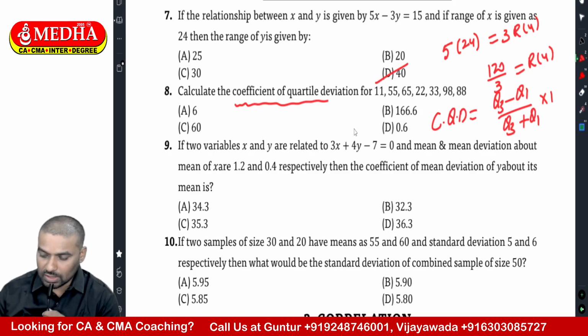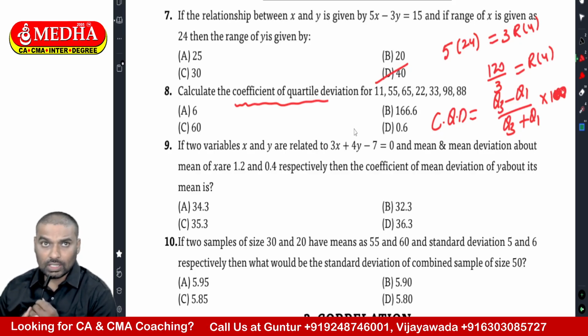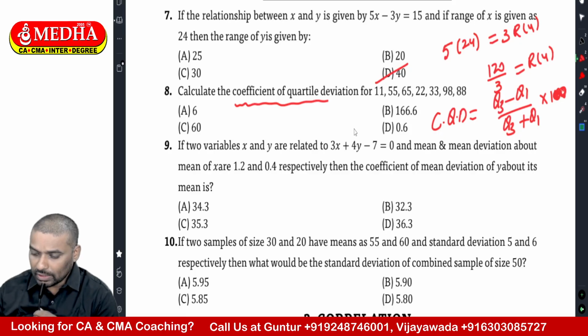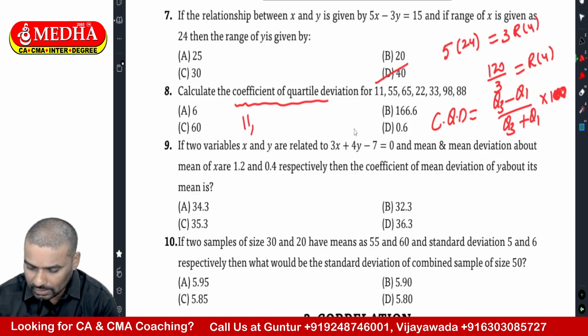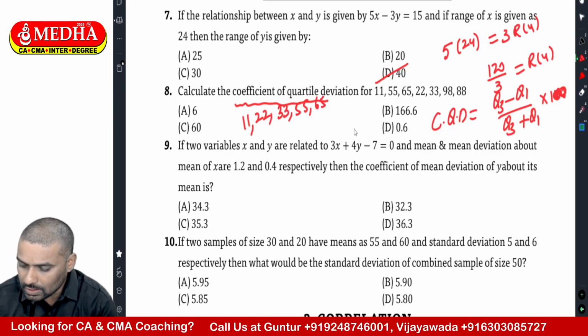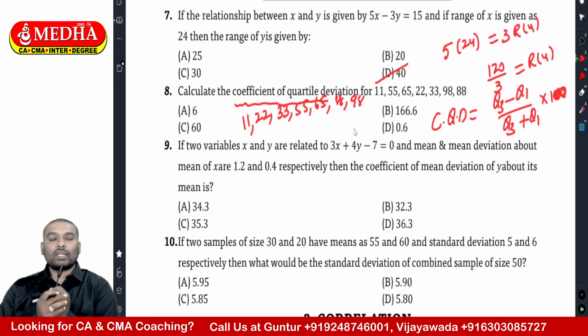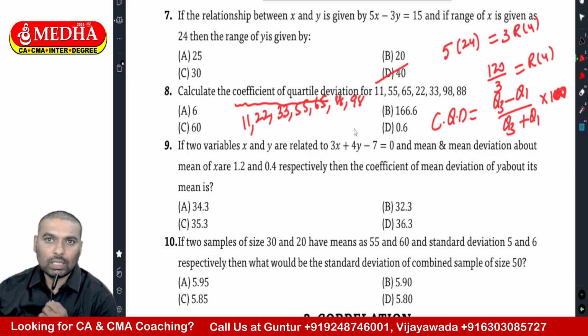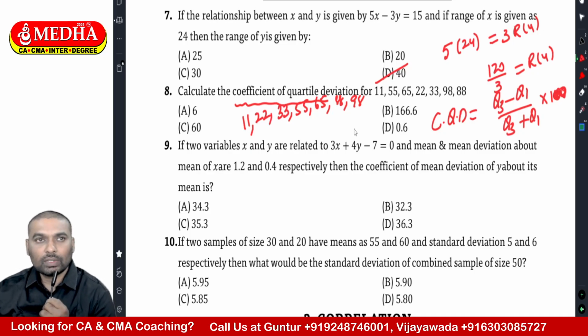And for this data, first we have to calculate Q1 and Q3. Before calculating, first arrange the given data in ascending order. The ascending order is 11, 22, 33, 55, 65, 88, 98. The formula for Q1 is 1 into n plus 1 by 4th observation.